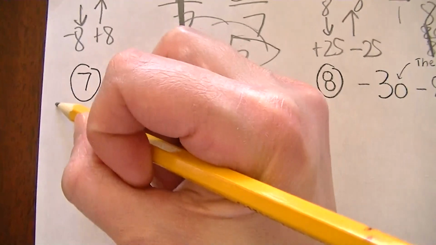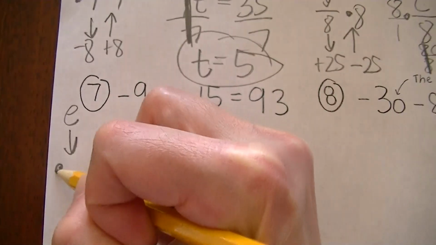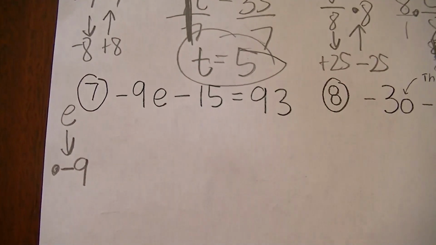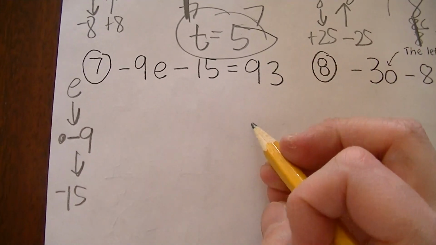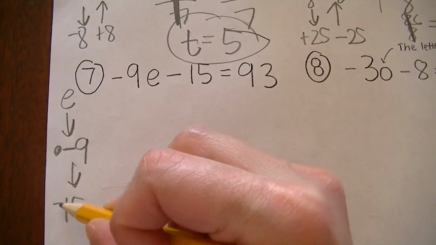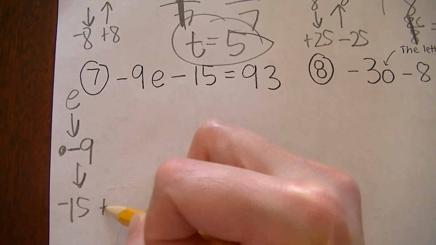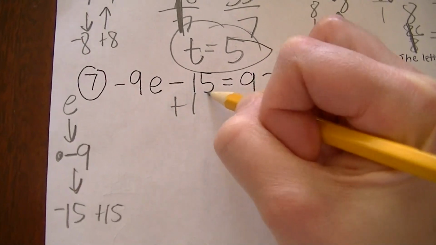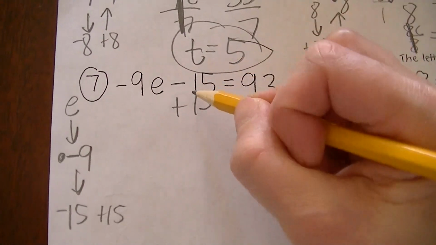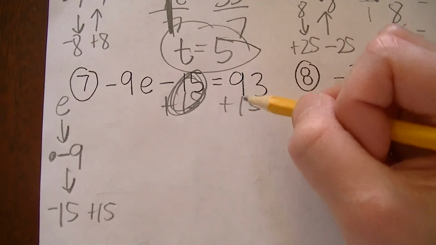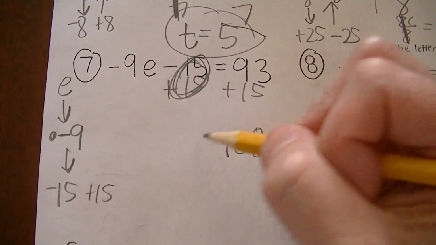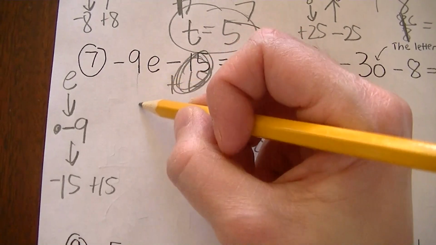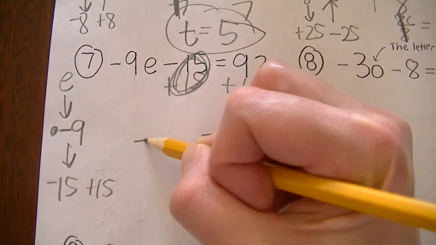Okay, build it. Start with E, and they multiplied it by negative 9. Then subtract 15. Make sure you're building it correctly, okay? So opposite of minus 15 is plus 15. Negative 15 plus 15 is 0. 93 plus 15 is 108. So bring down that negative 9e.